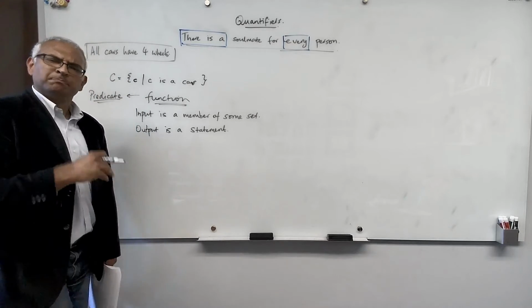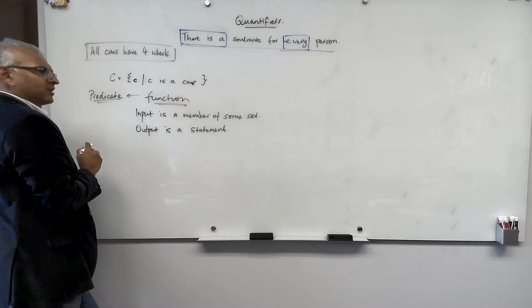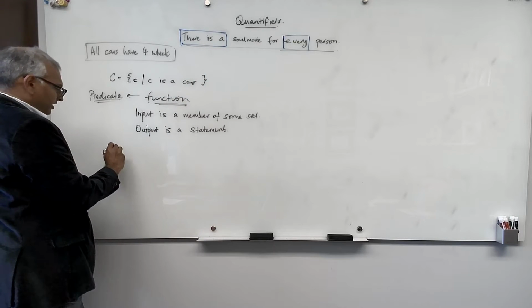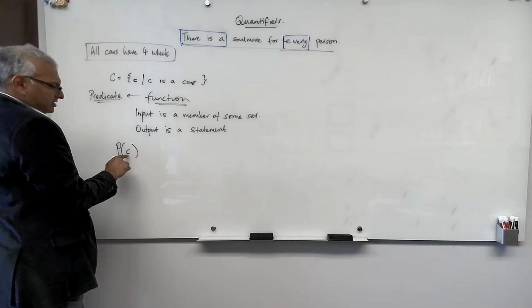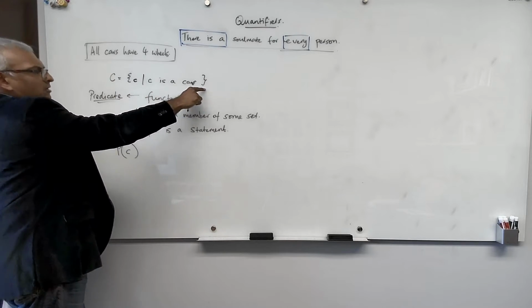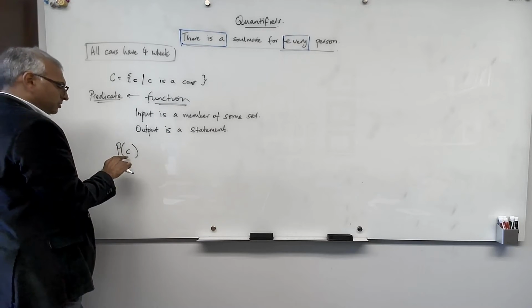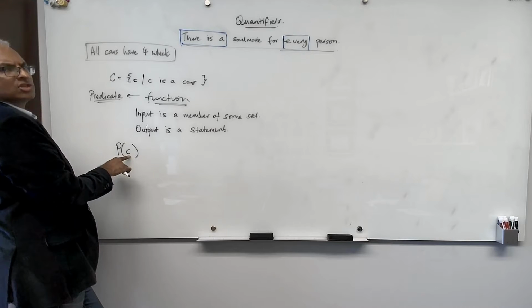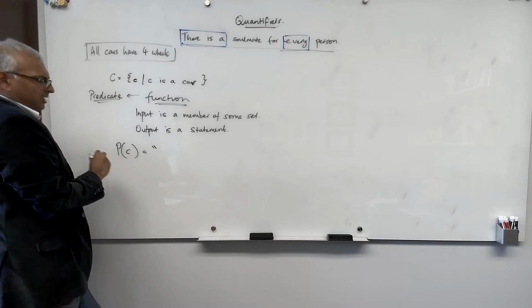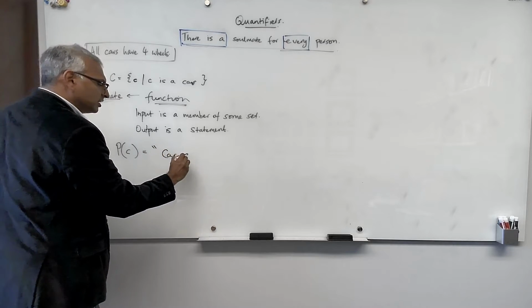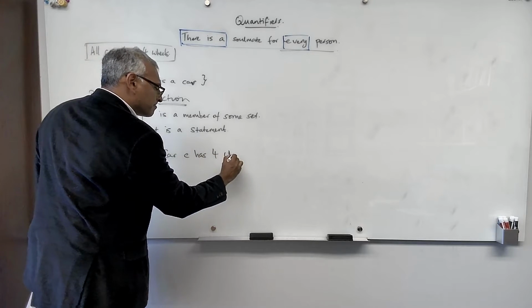If I'm being perfectly meticulous, here's an example. I'm going to define the predicate just like I defined f of x. I'm going to define the predicate p of c. Now remember what c is? c is a generic representative of an object from the set of cars. So this predicate takes as input a car, which I'm generically calling c, and the output is a statement: car c has 4 wheels.